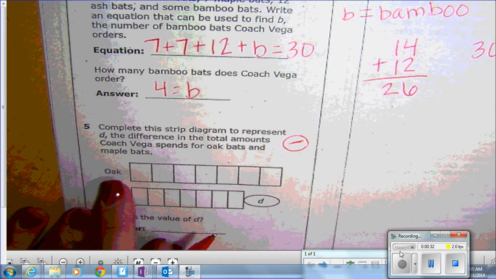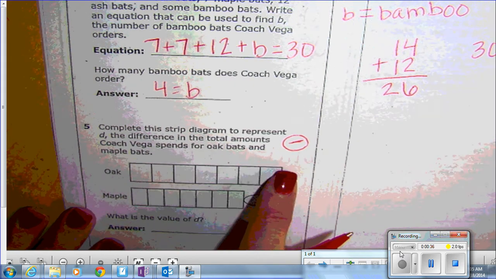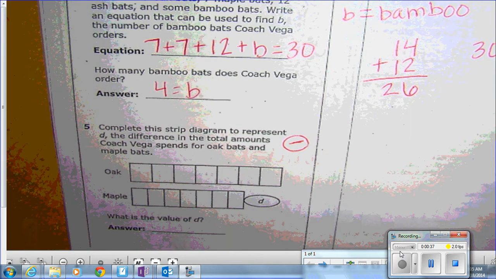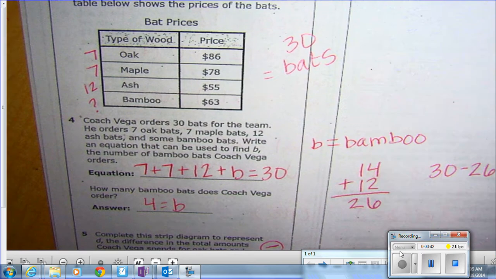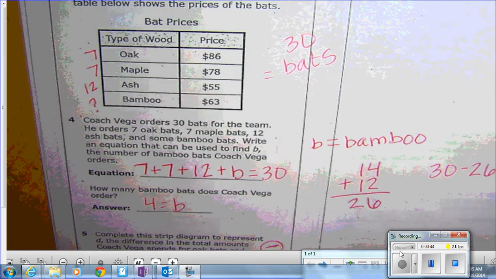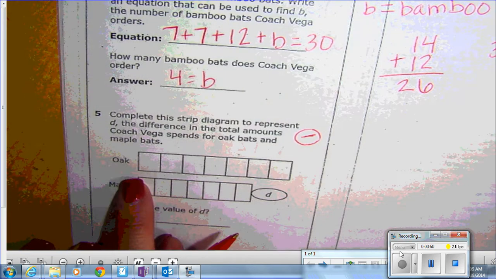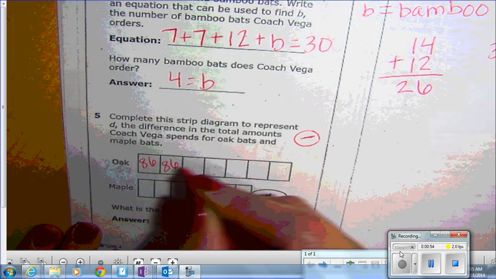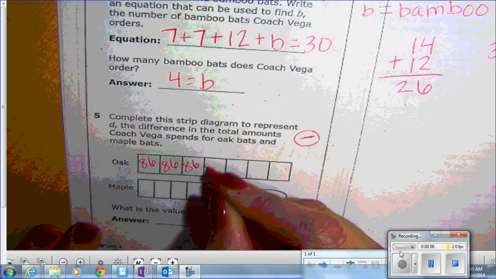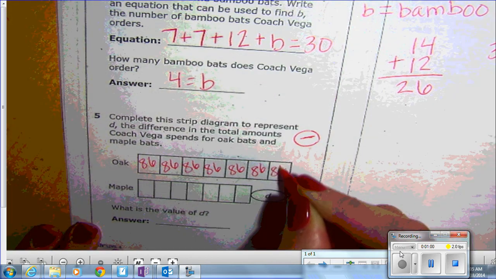All right, so let's look at oak. There are 1, 2, 3, 4, 5, 6, 7 oak bats. But I have to go back up to my table. How much did every single oak bat cost? Look at the chart. $86. So what am I going to put in every box? This box 86, this one, this one, this one, this one, this one, and this one.